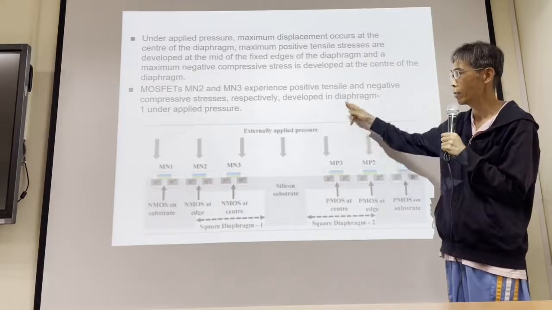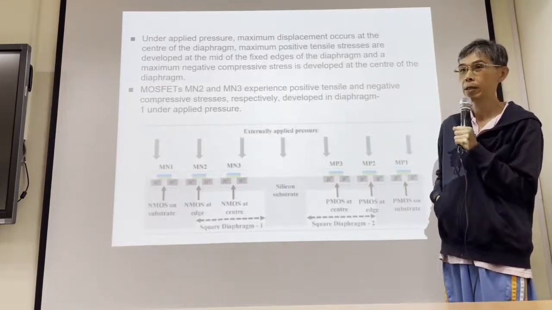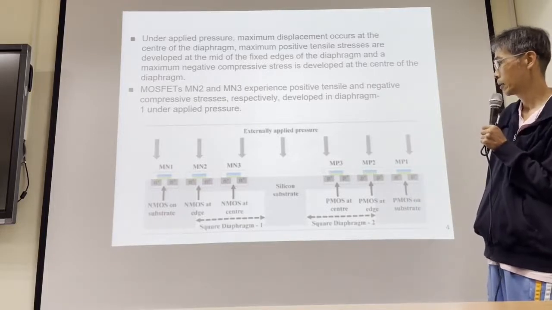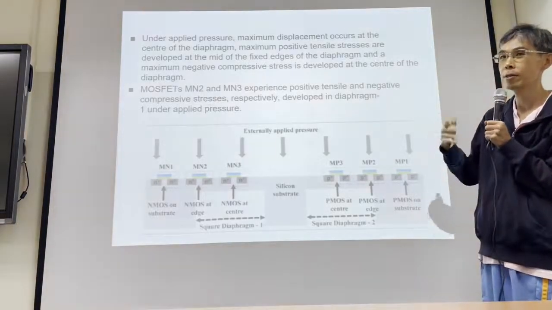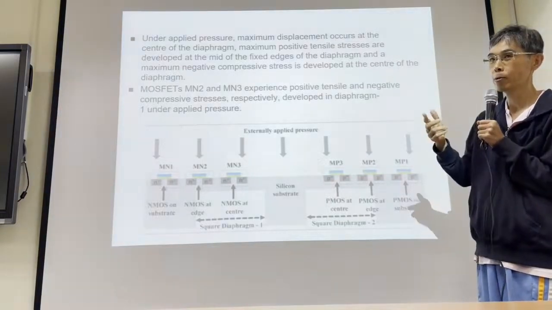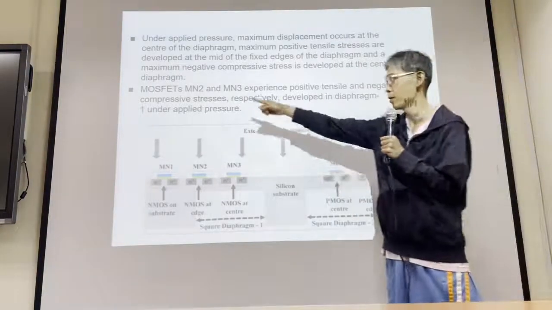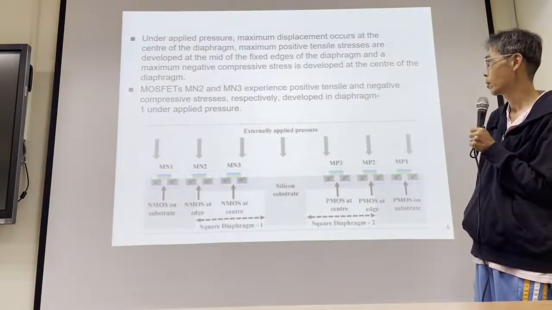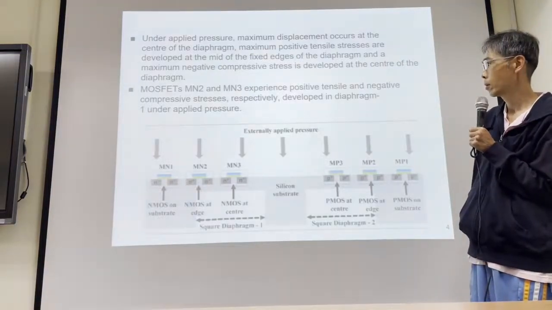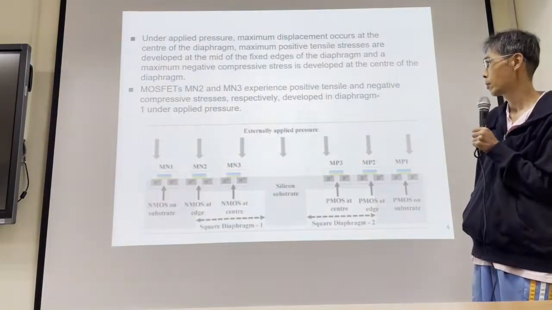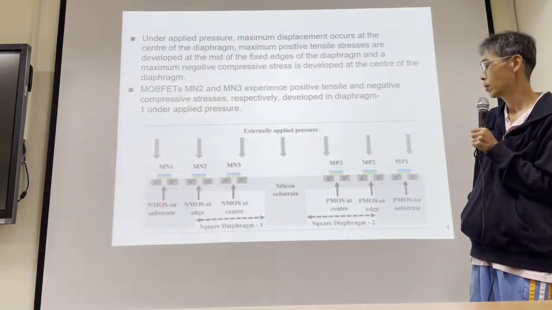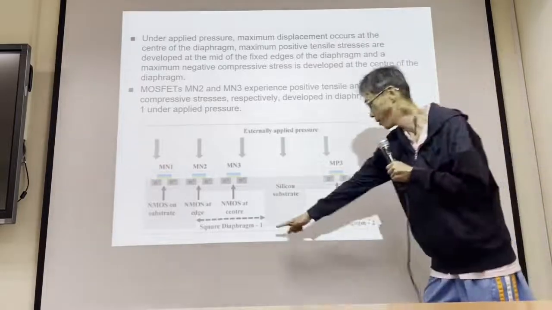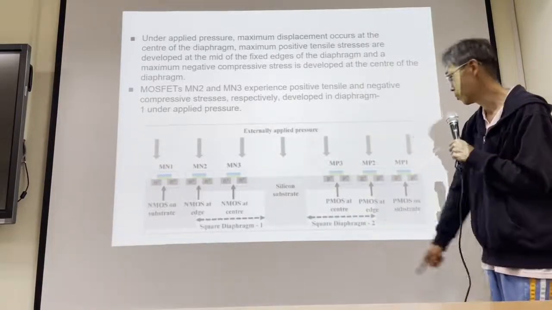Kaiser, could you read this one? MOSFETs MN2 and MN3 experience positive tensile and negative compressive stresses respectively, developed in diaphragm 1 under applied pressure. Okay, diaphragm 1, we say this one. Diaphragm 1 and diaphragm 2.